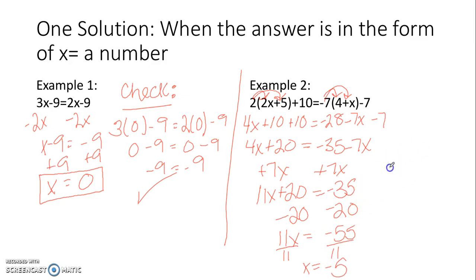Go ahead and pause this video and check your work. Fill in the blanks for the x up here. Does it work? Do both sides of the equation equal the same number when we plug in negative 5? Okay, when you check the equation, you should have gotten 0 equals 0. That does work, so negative 5 is the only answer. There's only one solution to this problem.